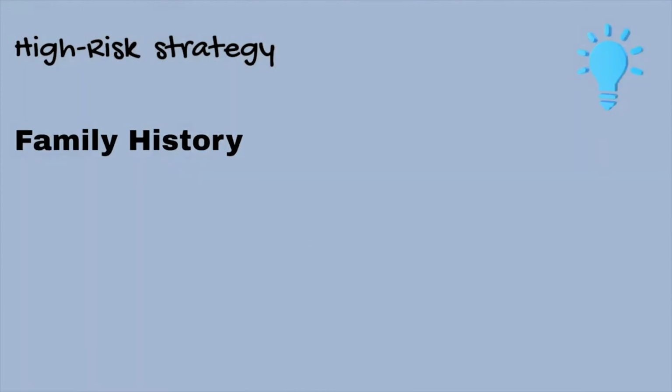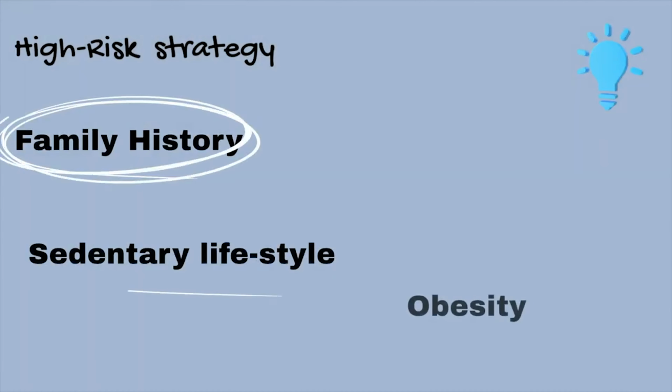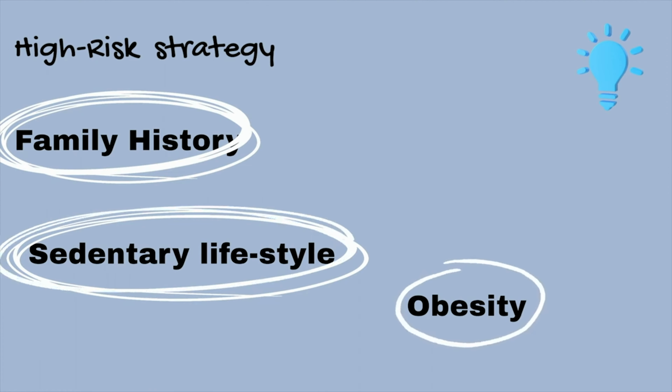While in high-risk strategy, above measures are applied among the people who are at risk of diabetes. For example, having a family history of diabetes, sedentary lifestyle, obesity, etc.